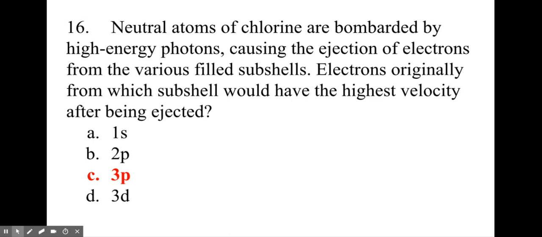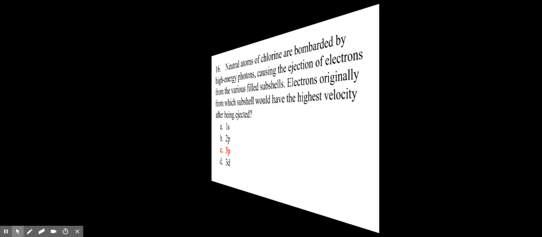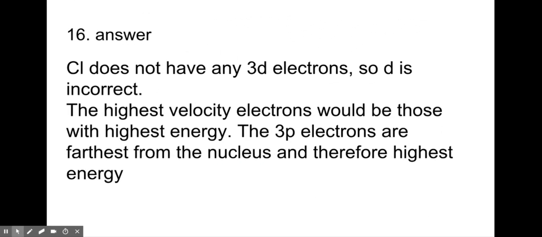Okay, so the first thing that I think of here is that the ones with the highest velocity are going to be the ones that have the highest energy. And so when I look at my choices, I might be tempted to say that 3d have the highest energy. Those are my highest energy electrons, therefore they have the highest velocity. But they're trying to trick you here, because chlorine, take a look at where it is on the periodic table in period 3, doesn't have any 3d electrons. So the highest energy electrons that chlorine does have are 3p, and that is our correct answer.